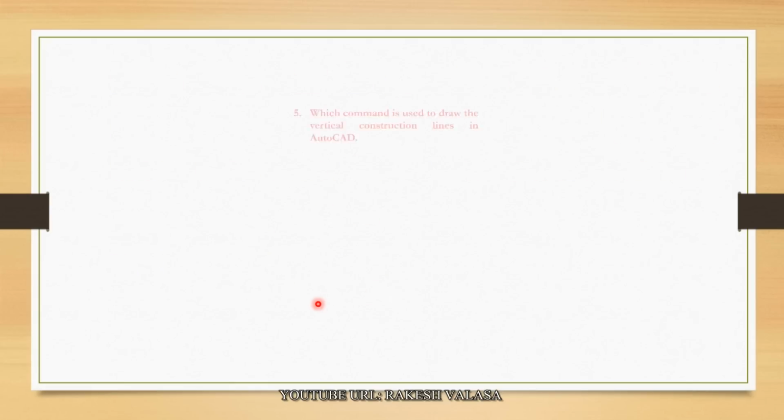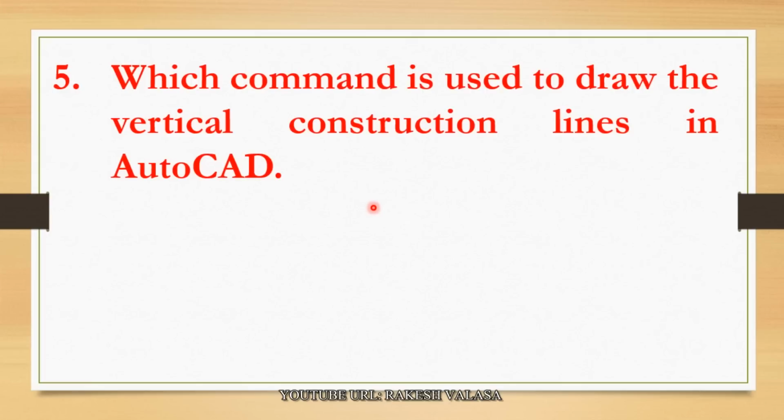Question number 5. Which command is used to draw the vertical construction lines in AutoCAD? The correct answer is construction line or shortcut key XLINE. By using construction line, we can draw the horizontal infinity lines, vertical infinity lines, inclined infinity lines, and offset infinity lines, and bisect lines also. So the correct answer is construction line or XL enter.